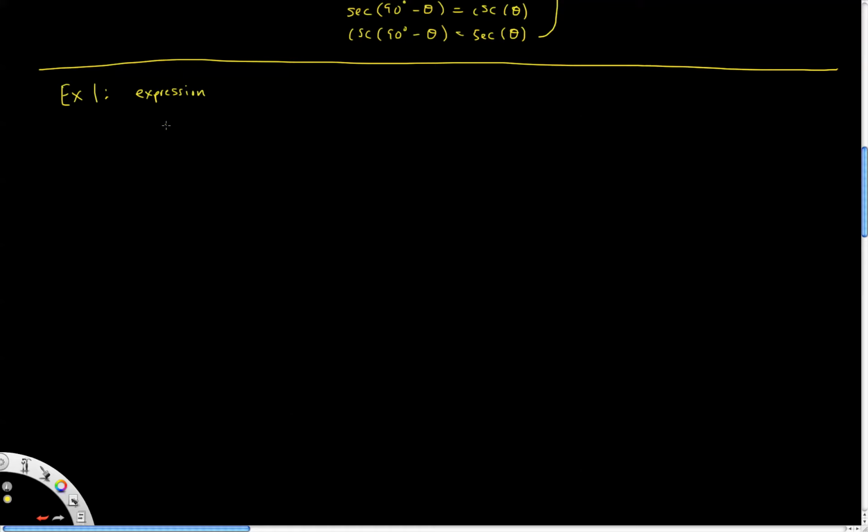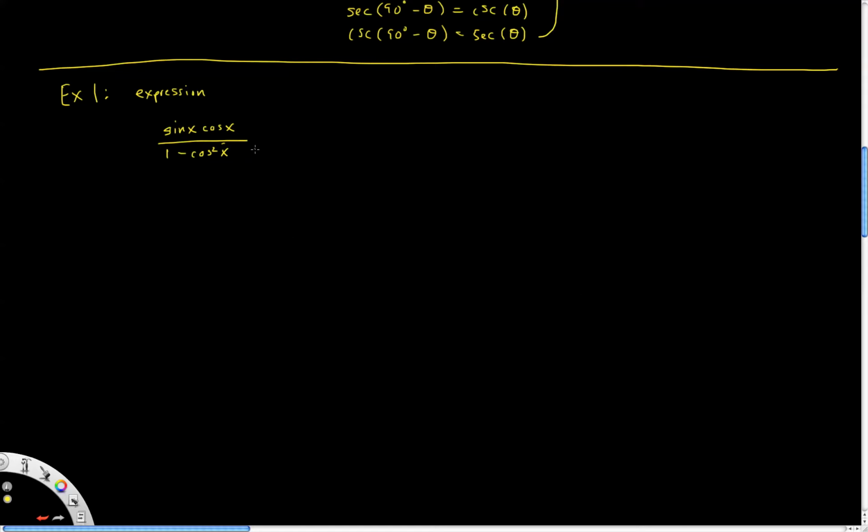All right, so suppose I'm given, let's use an example from the book. This is number 13. So I've got sine of x times cosine of x all over 1 minus cosine squared x. All right, and the instructions tell us that we have to simplify that expression.